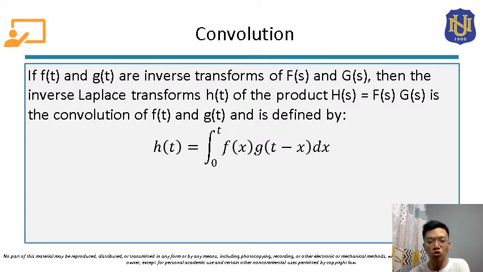Now let's proceed to convolution. If f of t and g of t are inverse transforms of F of s and G of s, then the inverse Laplace transform h of t of the product H of s equal to F of s G of s is the convolution of f of t and g of t and is defined by h of t is equal to the integral of f of x times g of t minus x dx from 0 to t.